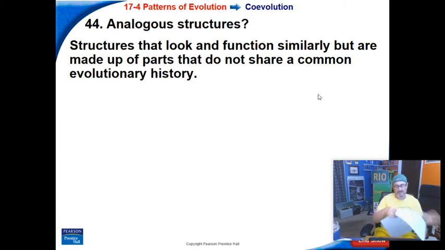All right, an analogous structure. These are structures that look and function similarly, but are made up of parts that don't share a common evolutionary history, or they don't share a common ancestor. So remember, a homologous structure is a structure that is very, very similar. An analogous structure is one that is not similar in origin, but it is similar in function.